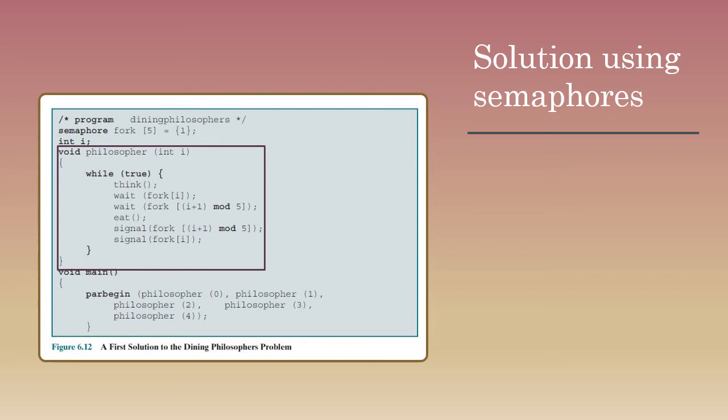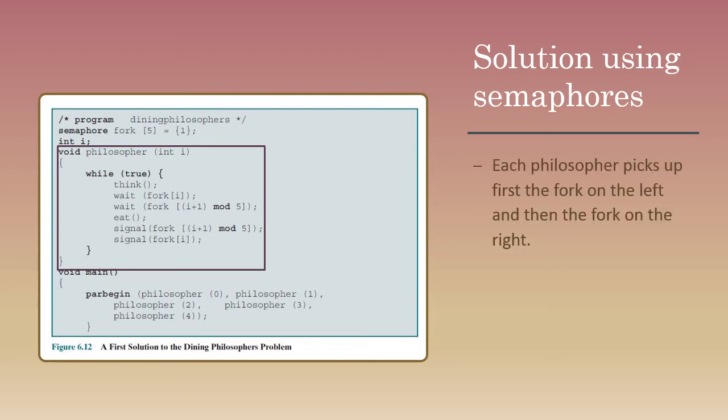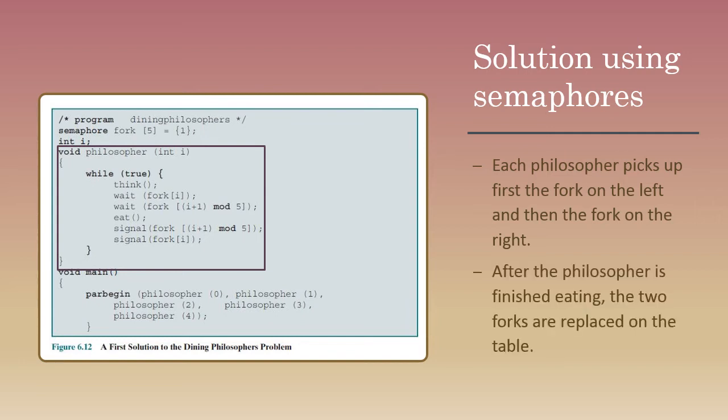Things that you gather from this code are: each philosopher picks up first the fork on the left and then the fork on the right. After the philosopher is finished eating, the two forks are replaced on the table.